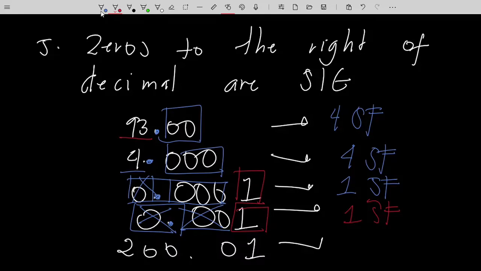Now on the fifth example, we have 200.01. First, count all the non-zeros. You have your 2 and 1. Now how about your zeros right here and your 0 right here? Now you also have the decimal point here.